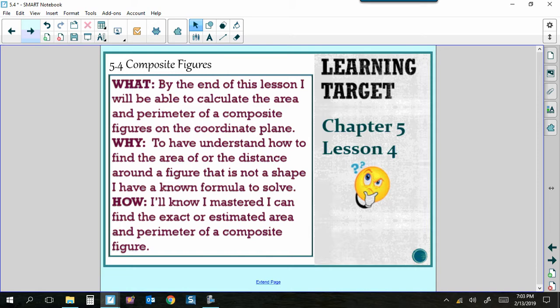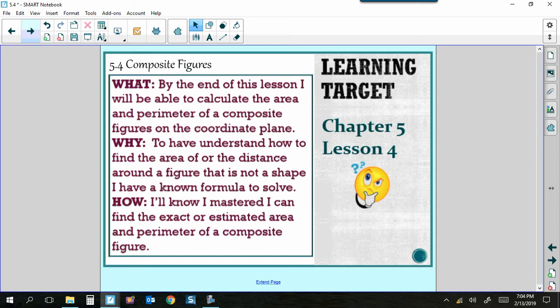Today we are looking at 5.4 Composite Figures. What are we going to be learning? By the end of the lesson, you will be able to calculate the area and perimeter of a composite figure on the coordinate plane. A composite figure is basically a couple of different shapes combined together to make some weird looking shape or figure.